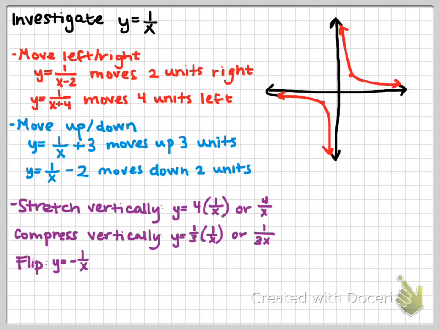So if you look, I wrote this as 4 times 1 over x. You could also write that as 4 over x. And I wrote the compressed one as 1/3 times 1 over x, or 1 over 3x. That's just simple fraction multiplying that I'm doing there. You could also flip this so that instead of working in quadrants 1 and 3, my hyperbola would be in quadrants 2 and 4. Okay?